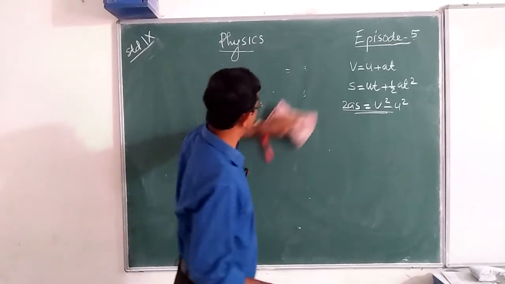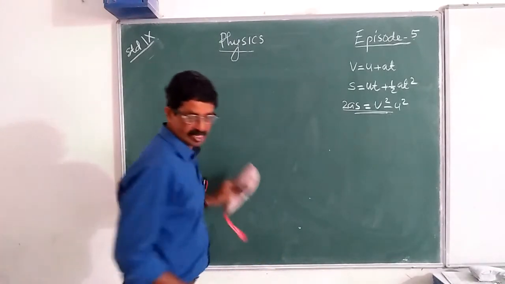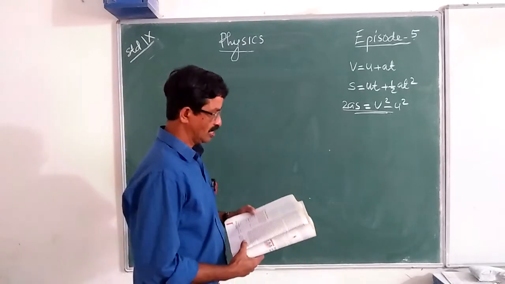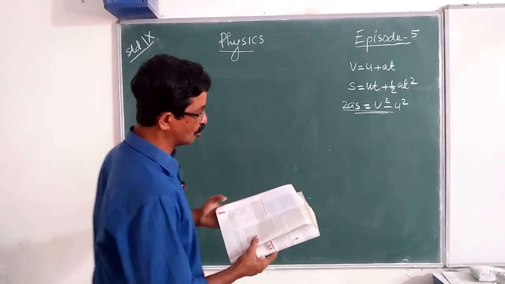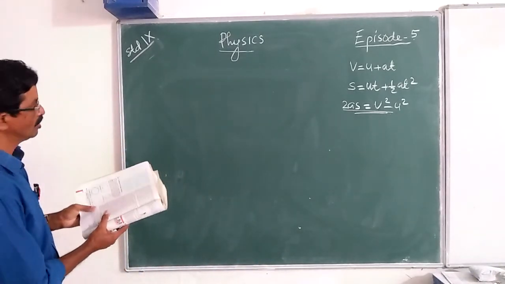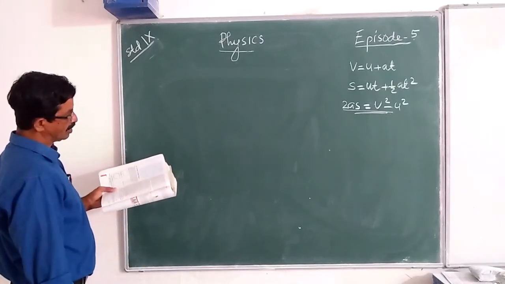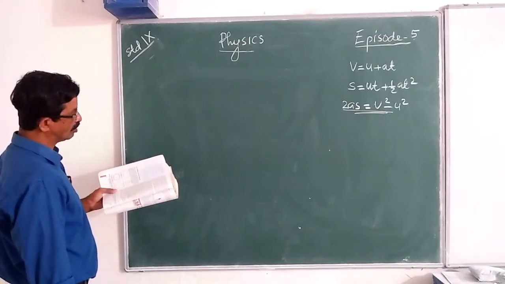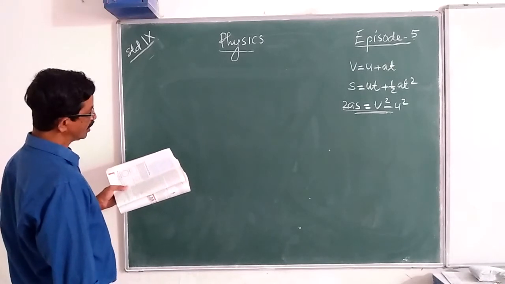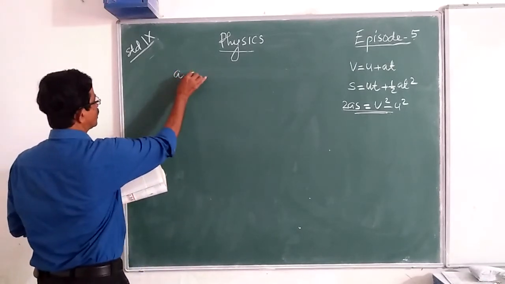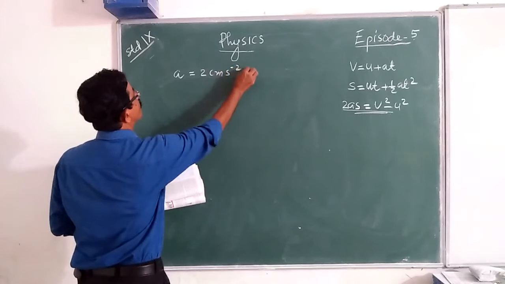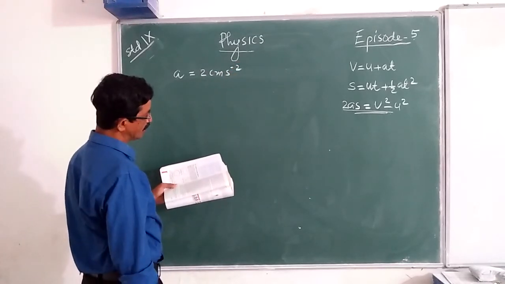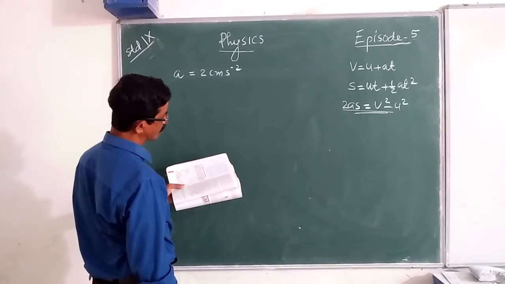Now another problem given is: a trolley while going down an inclined plane has an acceleration of 2 cm per second square. What will be its velocity 3 seconds after the start? Acceleration of the trolley is 2 cm per second square. What will be its velocity 3 seconds after the start?